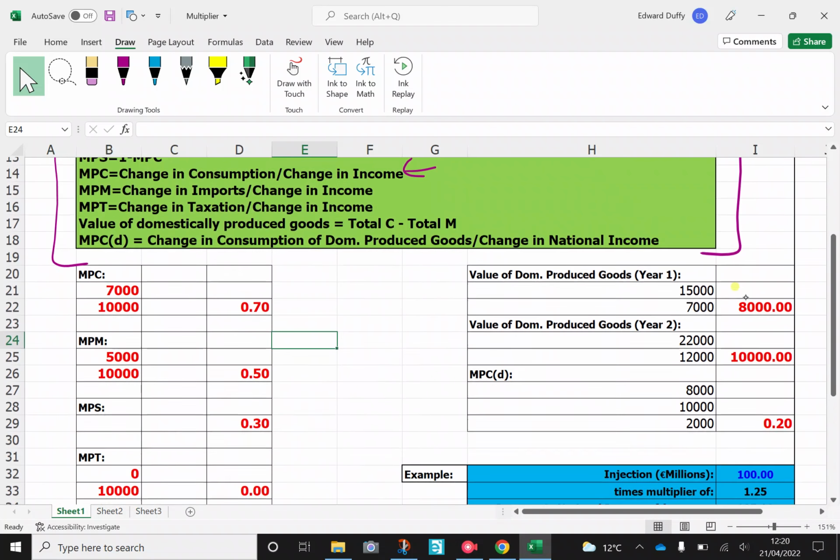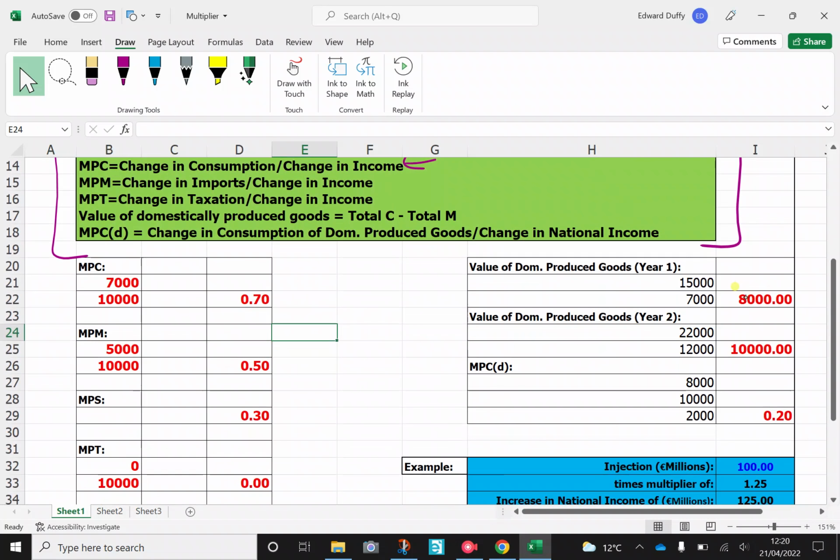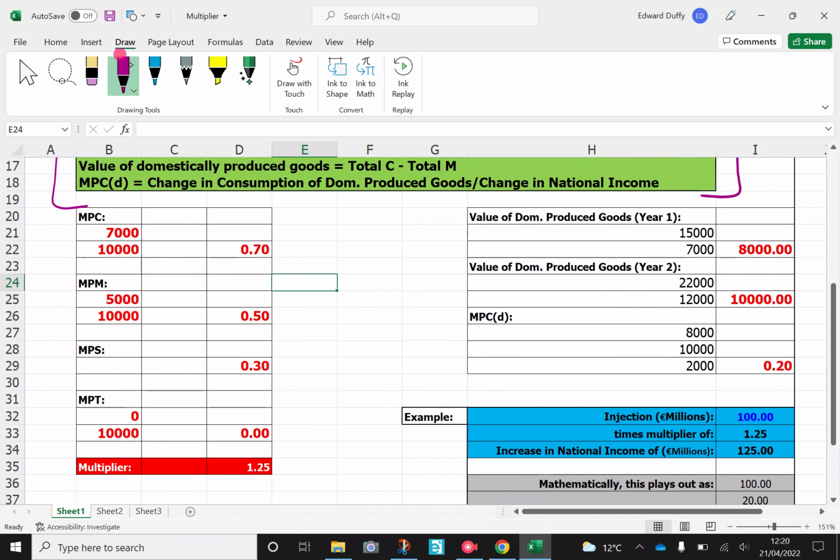So just to go down to look at these being calculated, MPC then I've just done is 0.7. MPM, which is the change in imports, so there was a €5,000 change in imports put over the €10,000 change in income, leads to an MPM, marginal propensity to import, of 0.5. And then MPS, the marginal propensity to save, we just worked that out, which is 1 minus MPC, which is 0.7, so it works out at 0.3.